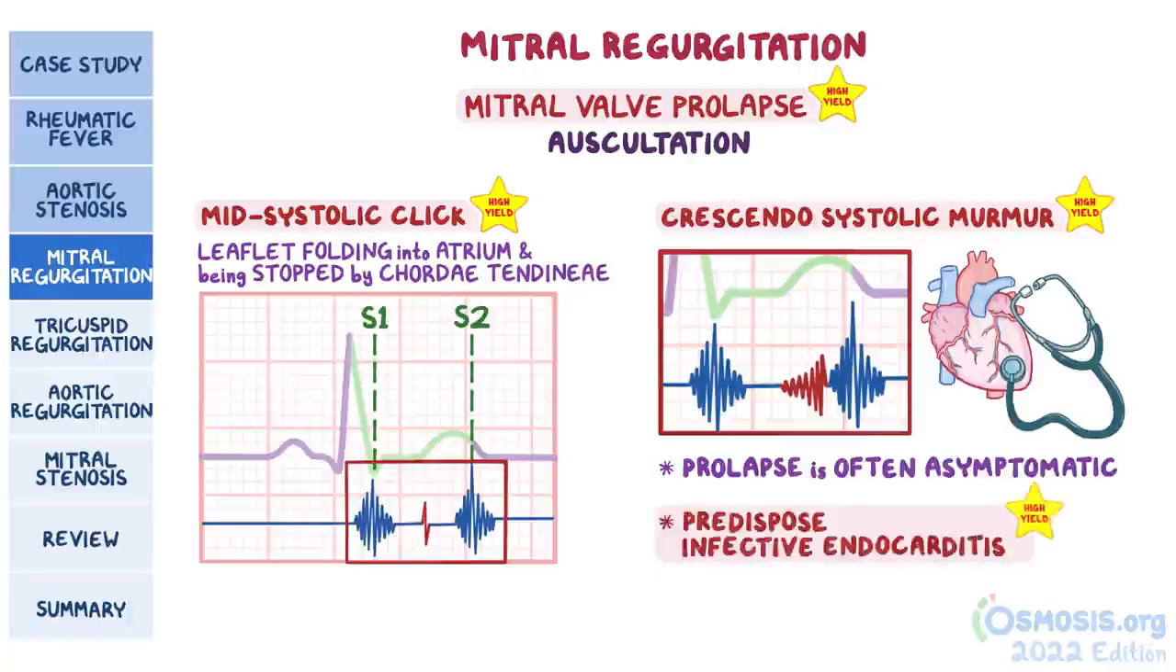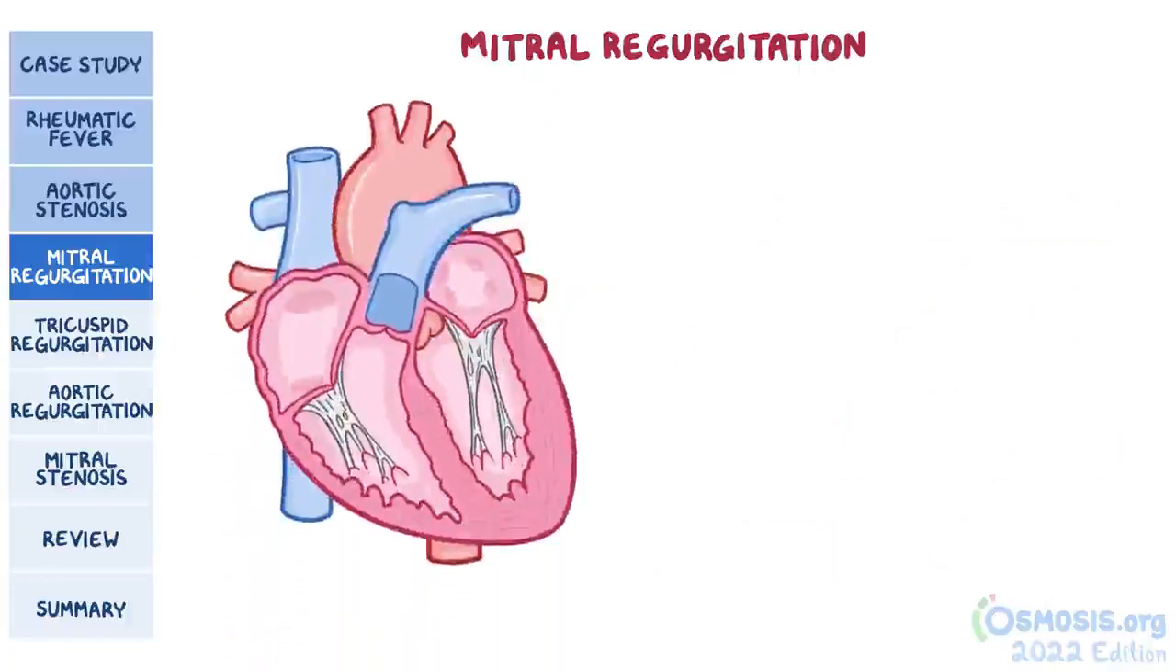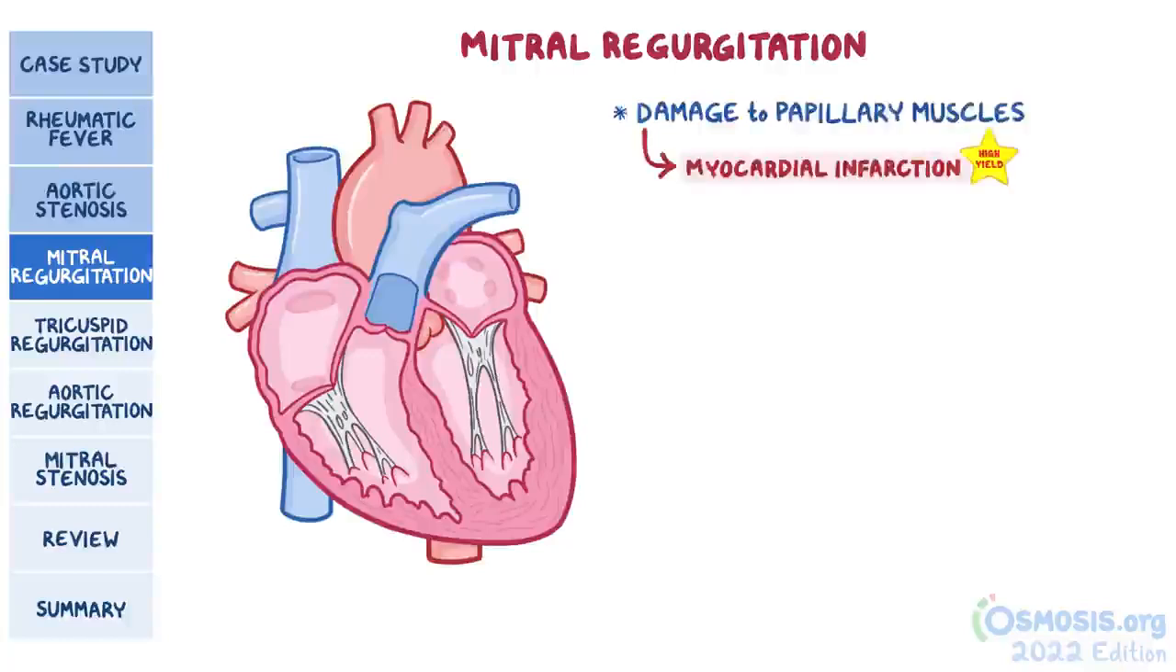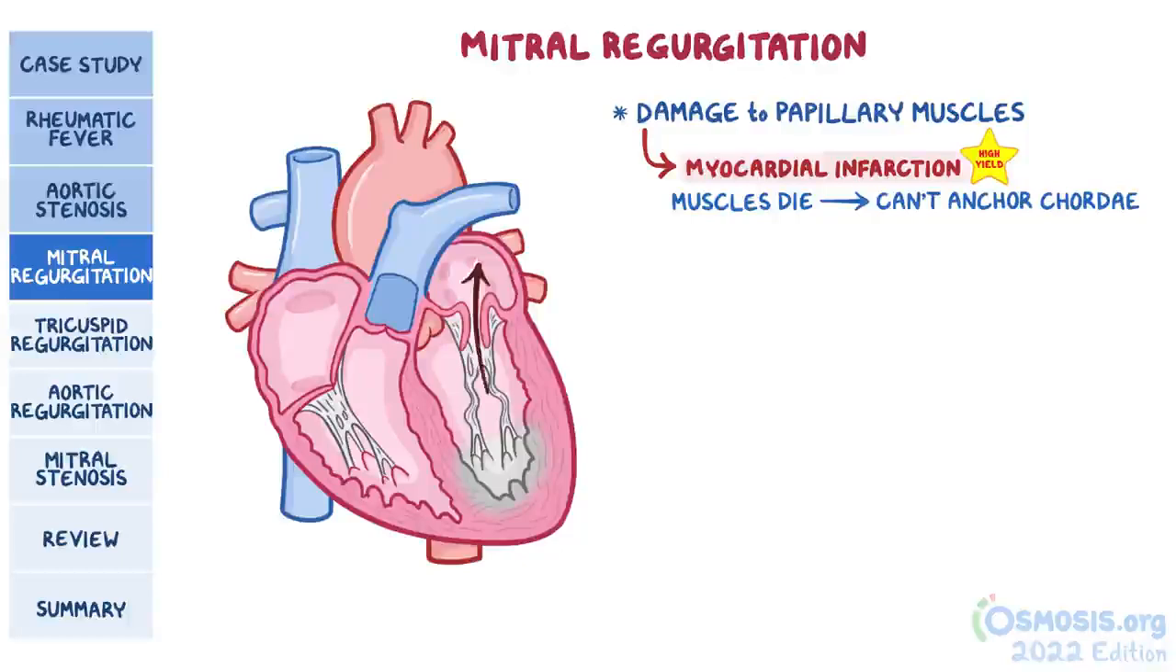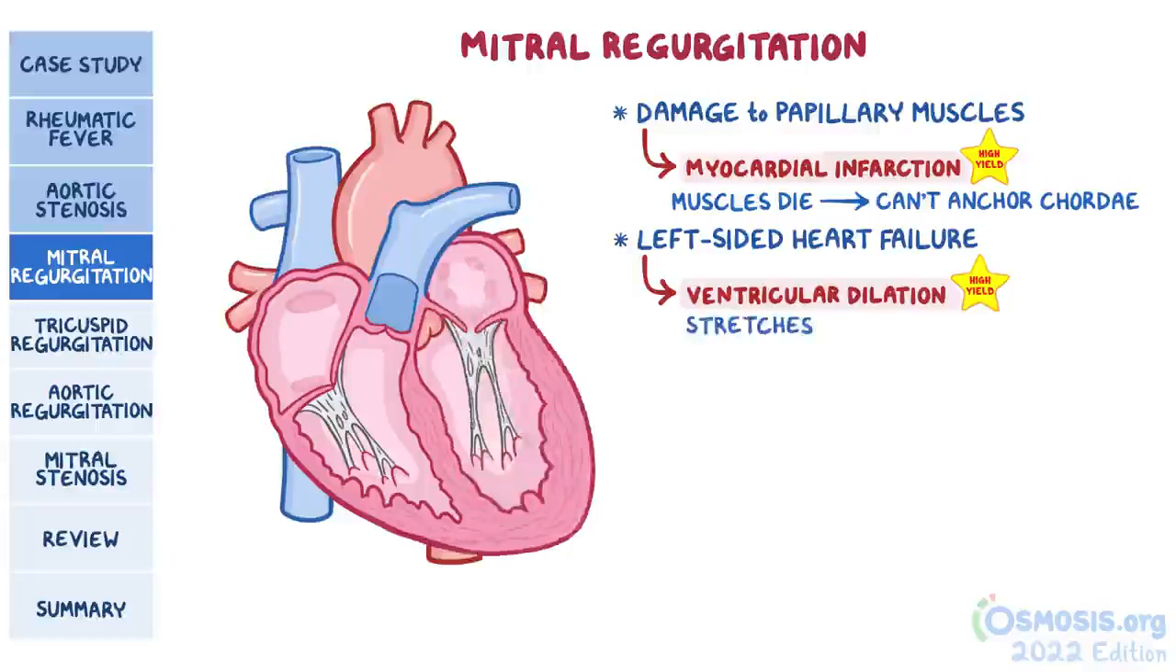In addition to mitral valve prolapse, other causes of mitral regurgitation include damage to the papillary muscles from a myocardial infarction. If these papillary muscles die, they can't anchor the chordae tendineae, which then allows the mitral valve to flop back and allow blood to go from the left ventricle to the left atrium. Also, left-sided heart failure that leads to ventricular dilation can lead to mitral regurgitation as well, because as the left ventricle dilates, it stretches the mitral valve annulus, or ring, wider, and lets blood leak into the left atrium.